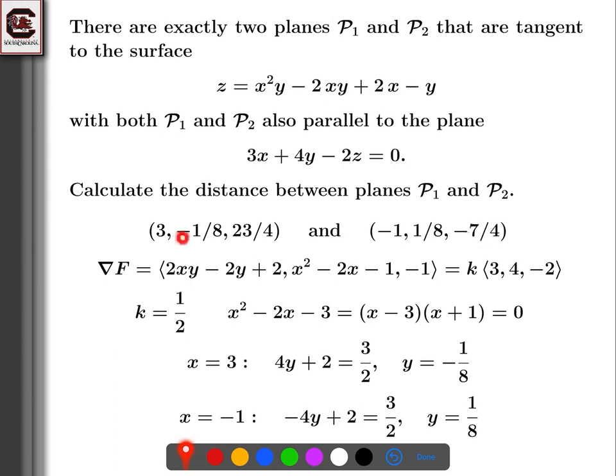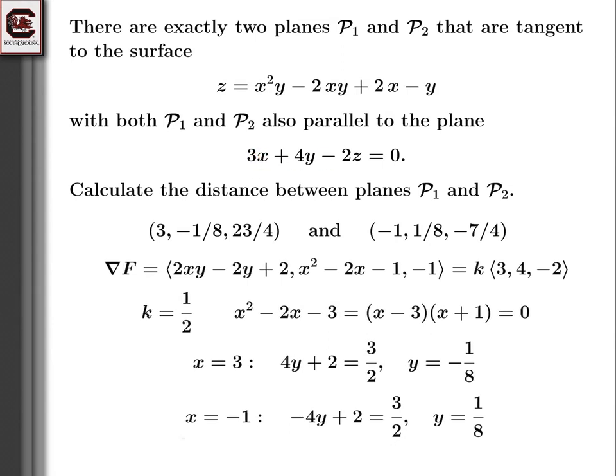So that gives us these 2 points, and these are the points on the surface where the tangent planes are parallel to this plane. So let's say P1 corresponds to this one and P2 corresponds to this one. So P1 is tangent to the surface at this point, and P2 is tangent to the surface at this point. And they're both parallel to this plane.